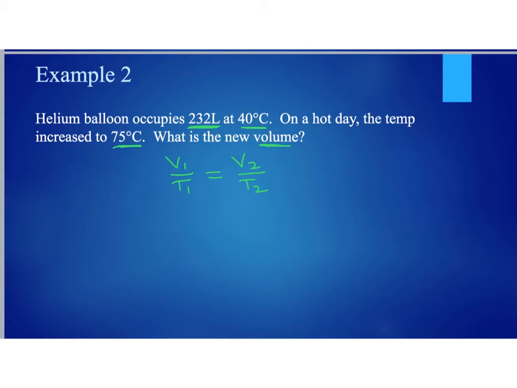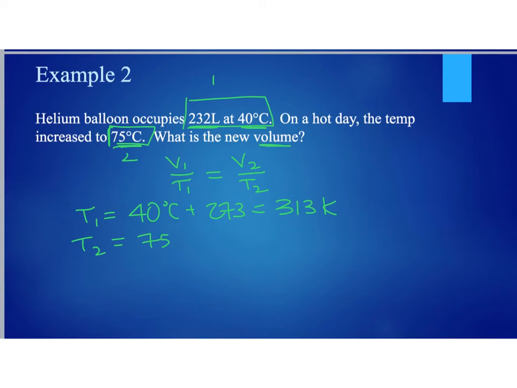And then, because I know that all temperatures have to be converted to Kelvin, I'm going to do that right from the very beginning. So these right here are going to be my first case, or my initial cases, while this one right here is going to be my second case. So T1 is going to be 40 degrees Celsius plus 273, which is going to give me 313 Kelvin. And T2 is going to be 75 degrees Celsius plus 273. And that's going to give me 348 Kelvin.